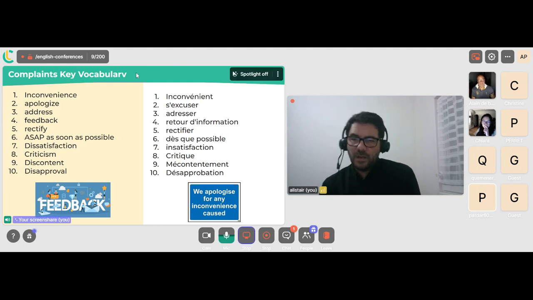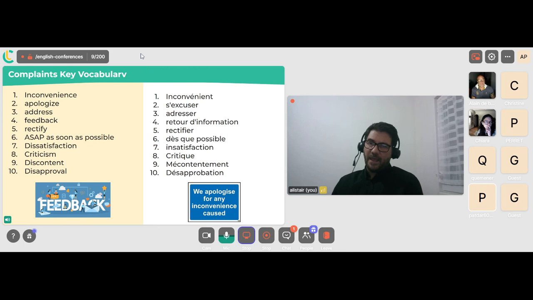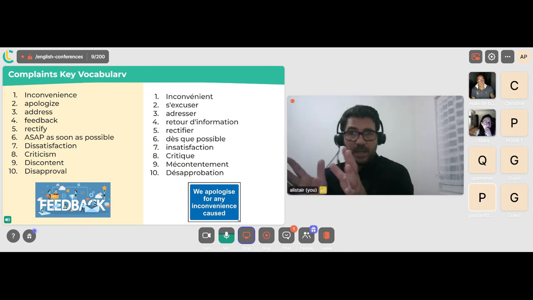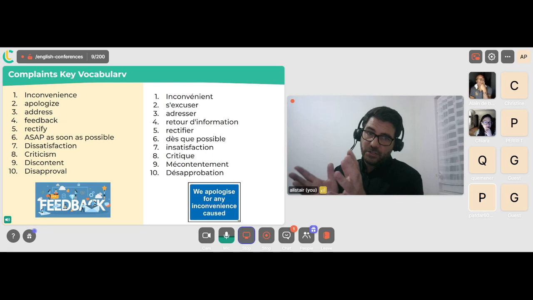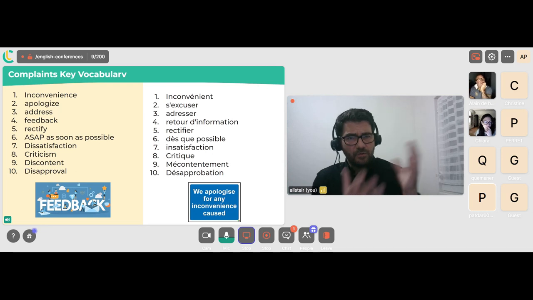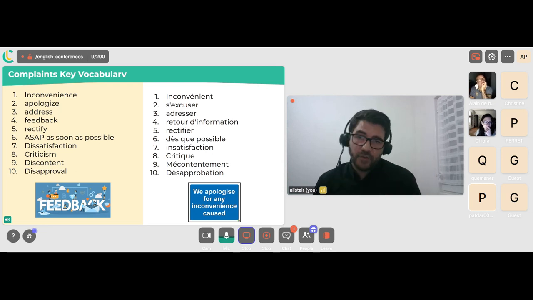Okay, so we've got a list of vocabulary here to use. There are 2 columns here. On the left, we've got our English vocabulary, and on the right, we've got some translations of those key complaint and feedback vocabulary words. So I'm going to read through those 10 words for us.